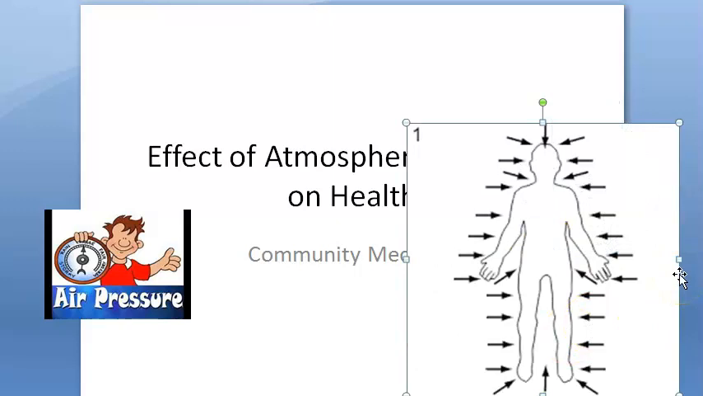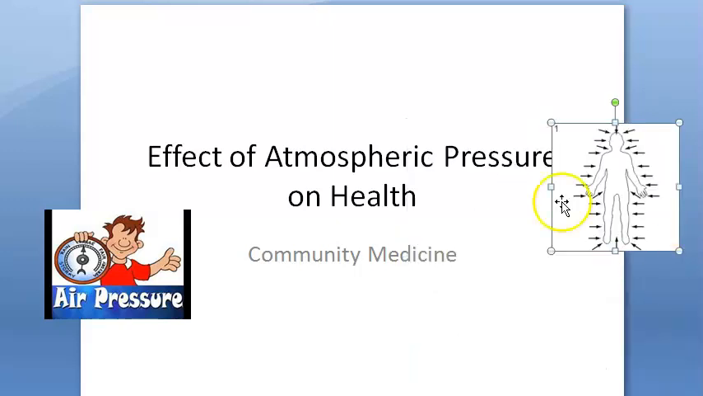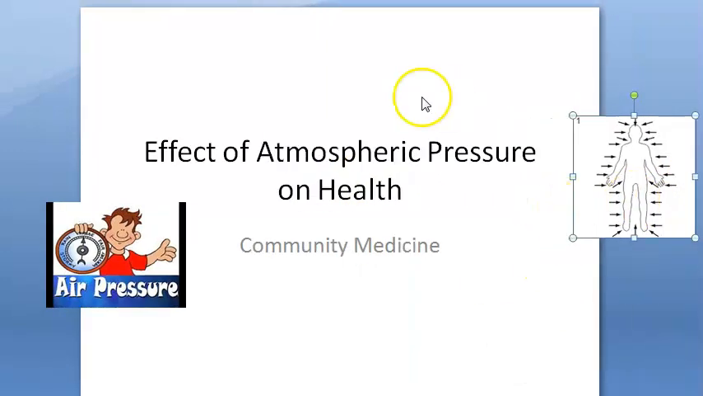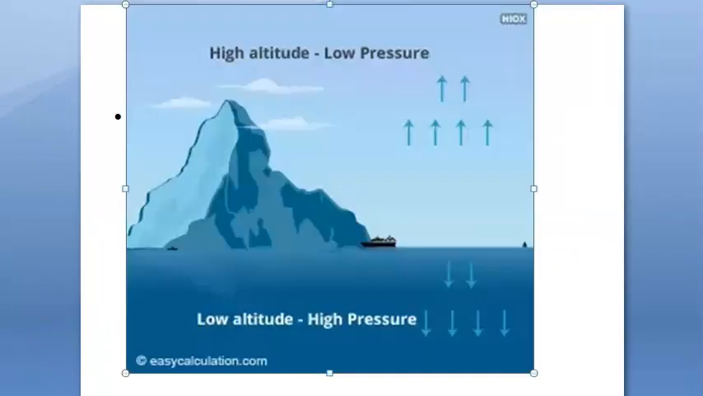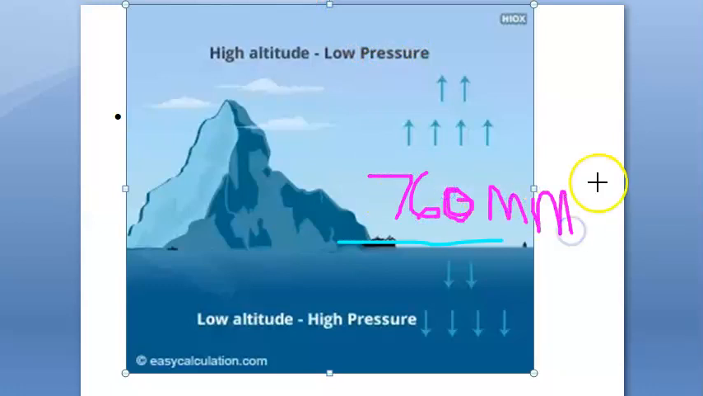Basically the atmospheric pressure at sea level will be something else, and above sea level the pressure will be something else. So what is the atmospheric pressure at sea level? It is 760 millimeter of mercury. Remember to put the units correctly when measuring.